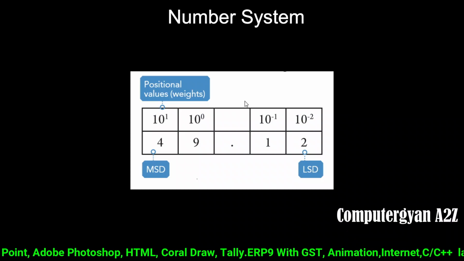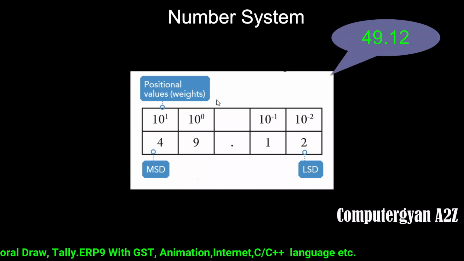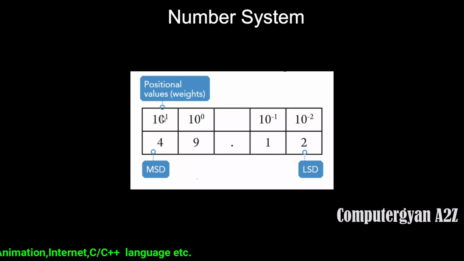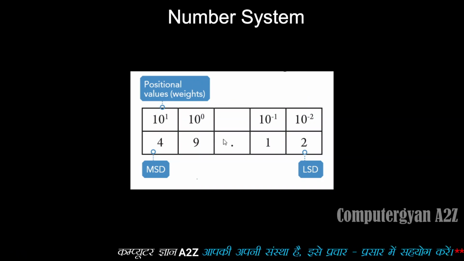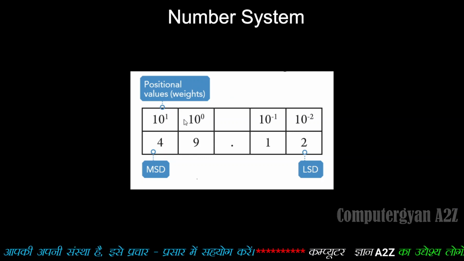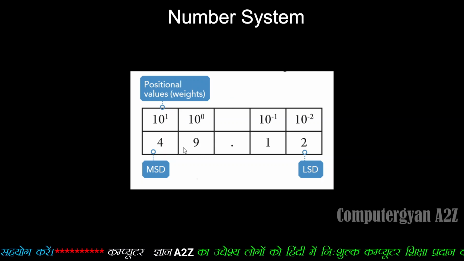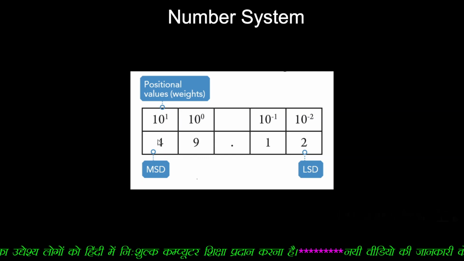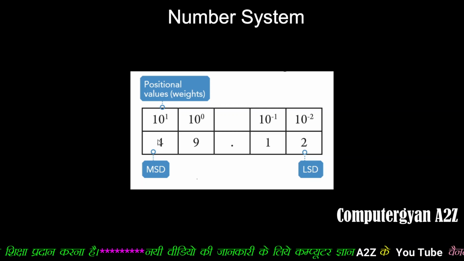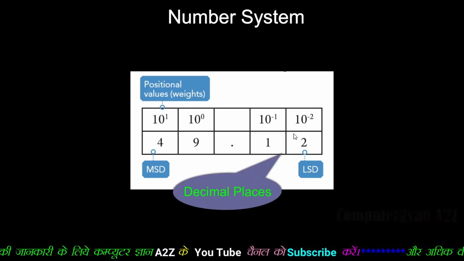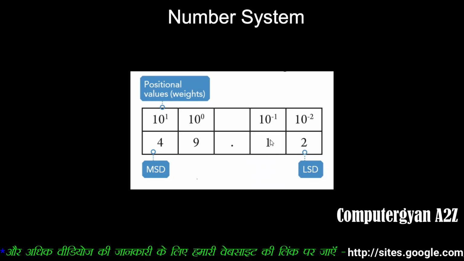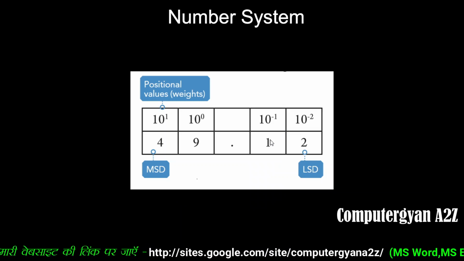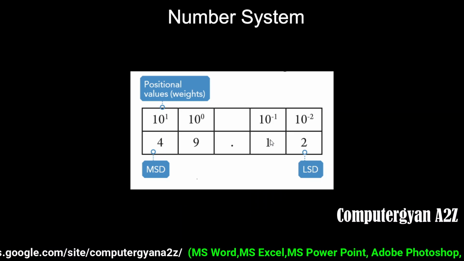Here you can see the table of the decimal number 49.12, and this table has two rows and five columns. As you know, the first row shows the positional value of this digit and the second row shows the position of this digit, and the positions to the right of the decimal point are called the decimal places. The digit at the first decimal place shows the number of tenths. In our example, it is 1/10. The second decimal place shows the number of hundredths, and so on.